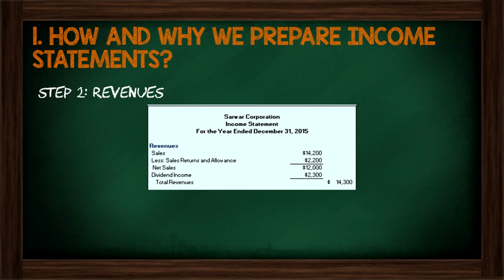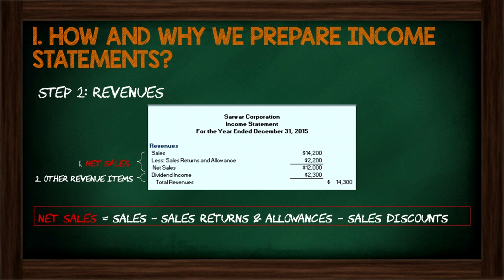First thing is we calculate this thing called net sales. And then secondly, we just list out the rest of our revenue accounts. Okay? So what is net sales? Net sales equals sales minus sales returns and allowances minus sales discounts. Okay? Basically, sales returns and allowances and sales discounts offset sales, right?